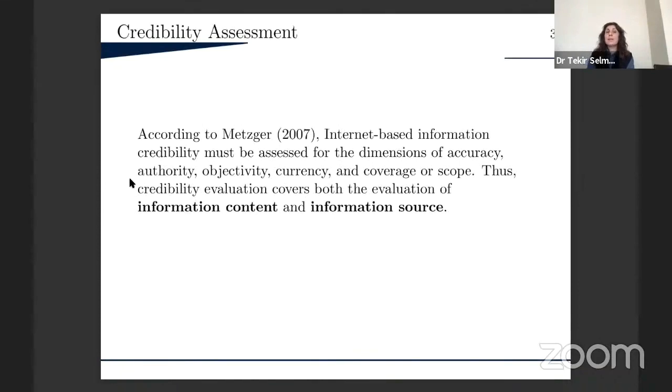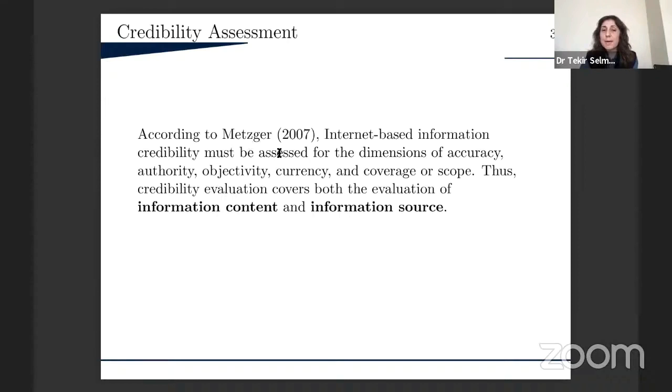Okay, information credibility is a quite important concept today because we are making use of the internet and social media, and credibility is a critical issue, whether we should rely on that information or not. Actually, in literature, there are some infrastructure works related to information credibility assessment. One such work is due to Metzger.